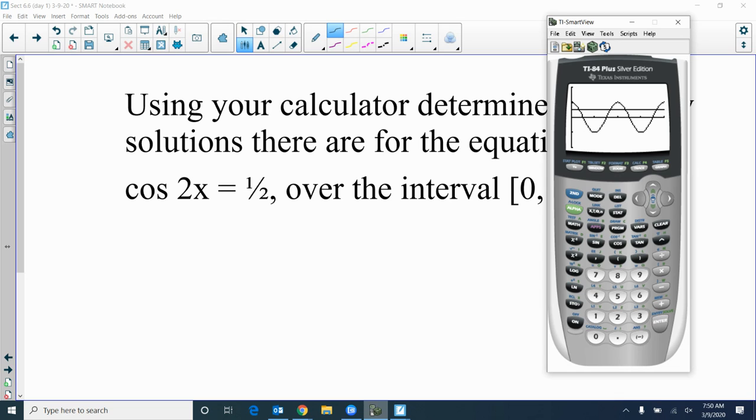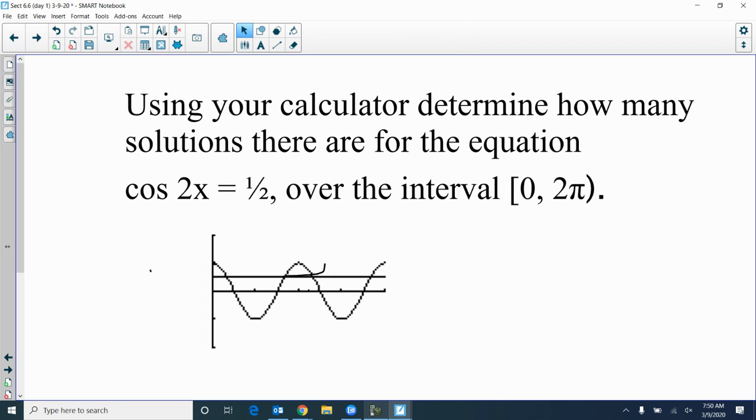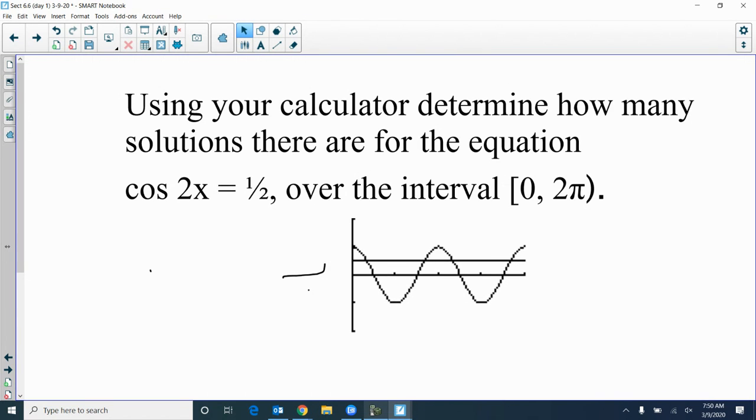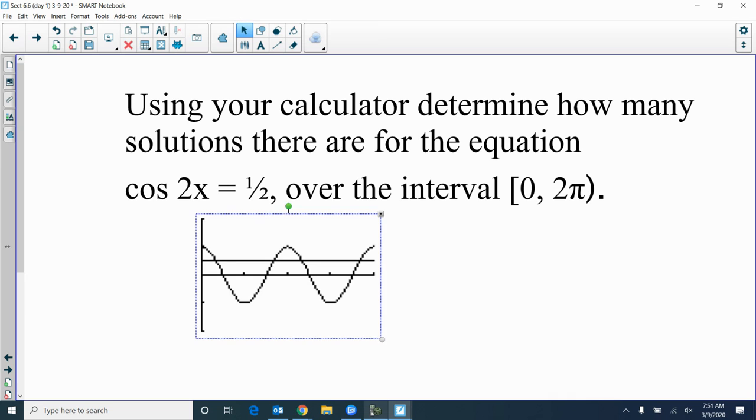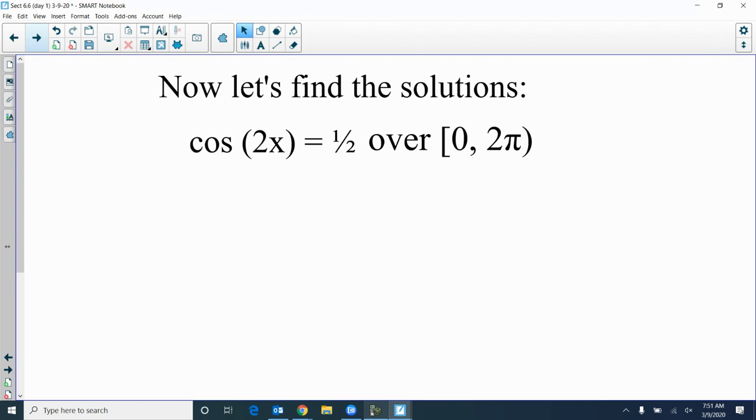Now you can find those decimals, but we need to find the exact values. Okay, so we know how many answers there are. All right, now let's go ahead and find those solutions.